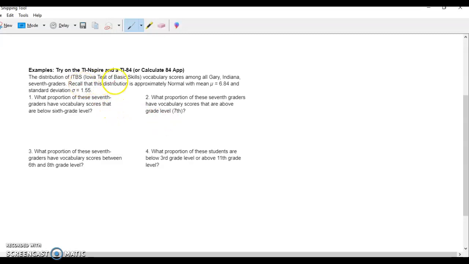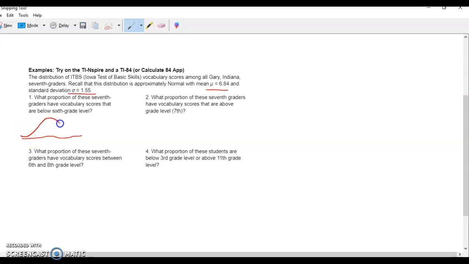So the distribution of these test scores, same kids in Gary, Indiana, we've been talking about for 2 days. This distribution is normal with a mean of 6.84 and a standard deviation of 1.55. And in question 1, I'm asked, what proportion of these 7th graders have vocab scores that are below 6th grade level? So it's really the question we wanted to answer in the notes first of all before I went back to standard normal.